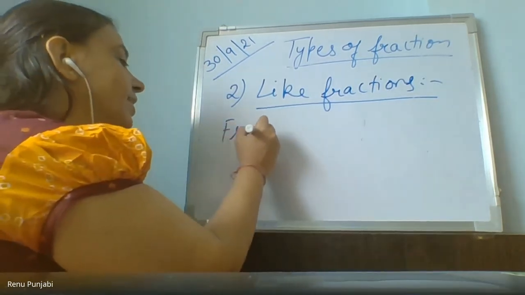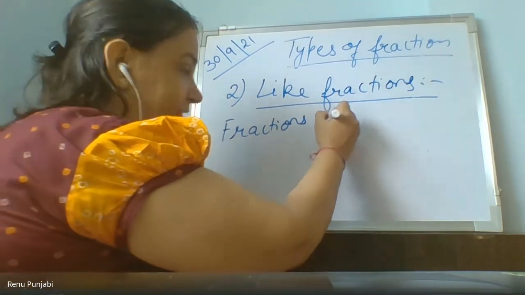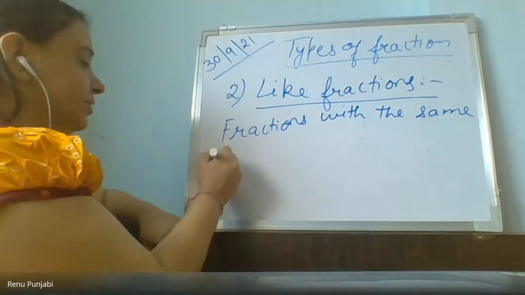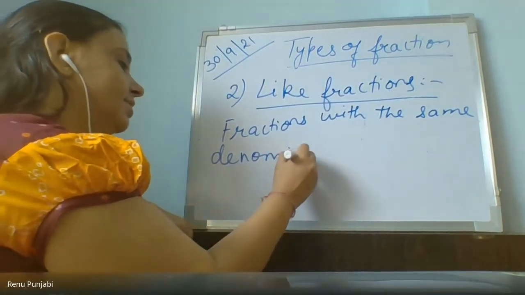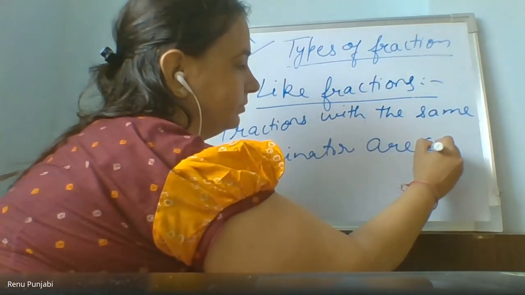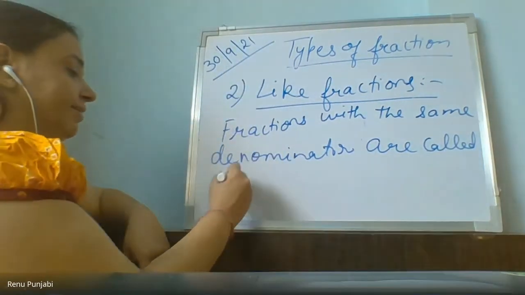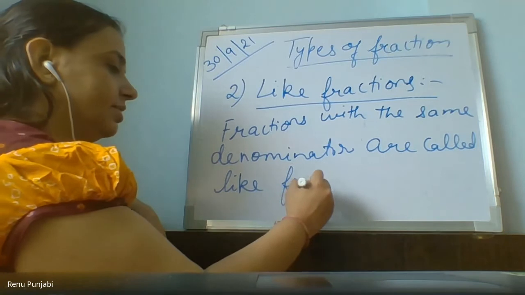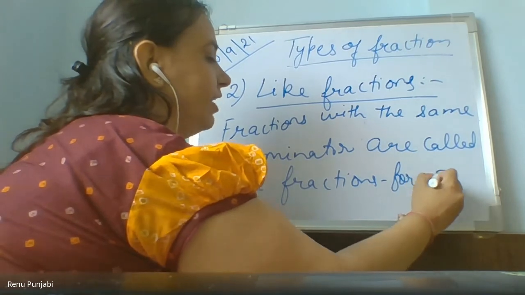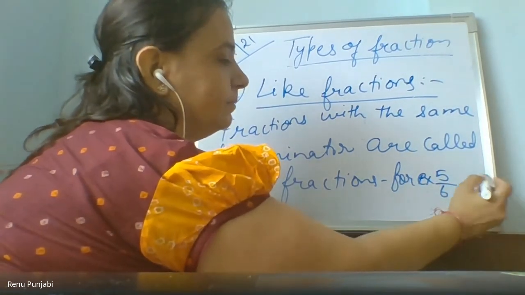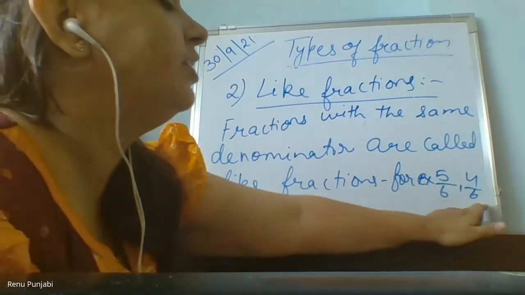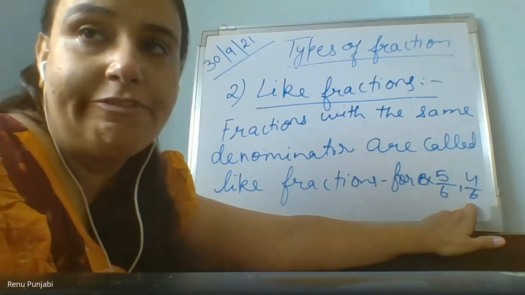Fractions with the same denominator are called like fractions. For example, 5 upon 6, 4 upon 6. So you can see when the denominator is same in any of the fractions, they are the like fractions. Clear?